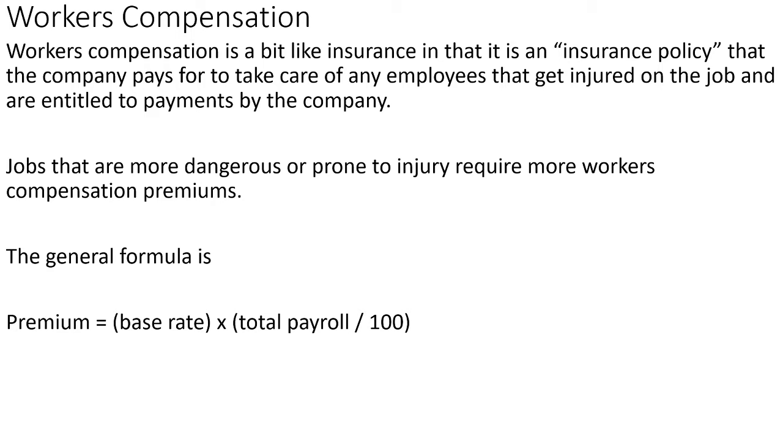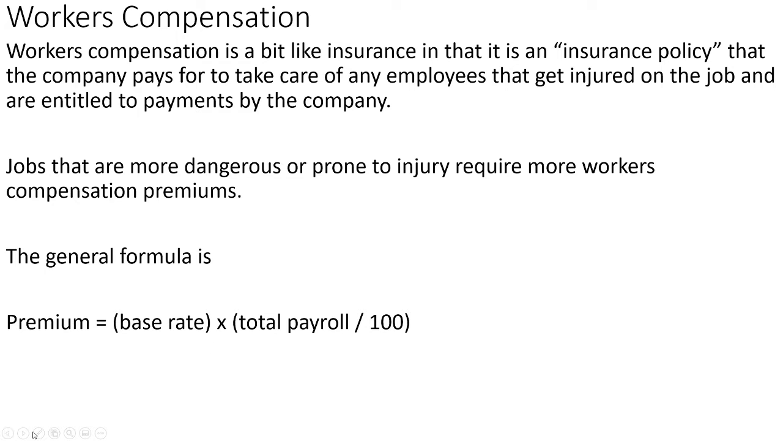So the general formula for workers' compensation is that the premium the business pays, so again, the company is going to pay a premium that is based on the base rate of their job, which is usually set by state standards, times the total payroll divided by 100. This dividing by 100 means the entire premium they pay is based off of every $100 they spend on their employees. It's kind of a weird thing to get into, but just know that it's the total payroll divided by 100, not just the total payroll.